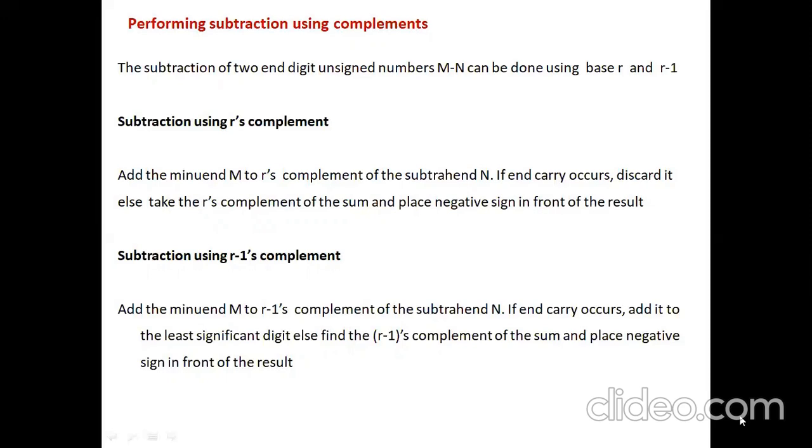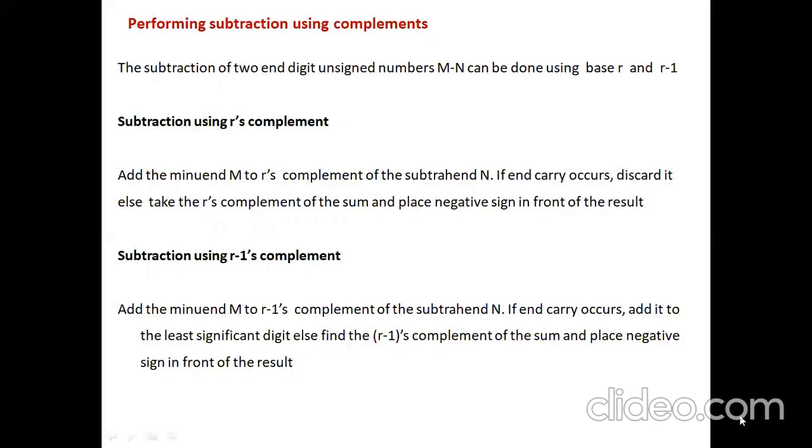M is the first number, called the minuend. The second number n is called the subtrahend. First we take m and add the r's complement of the subtrahend. When you do that, you have to observe the result.